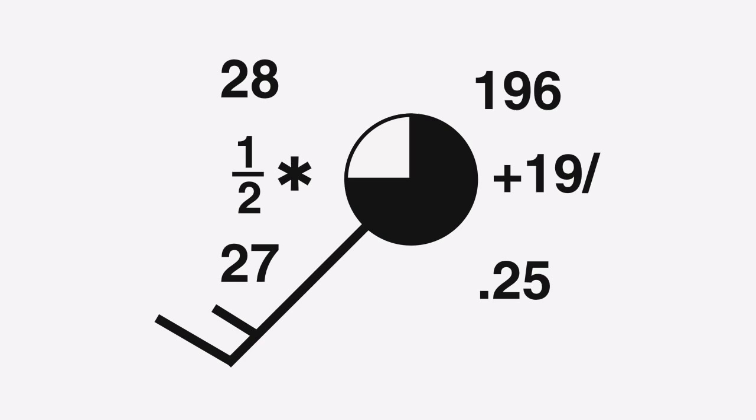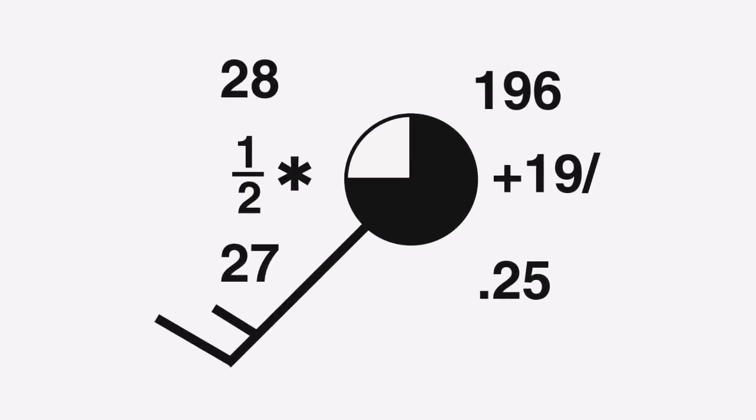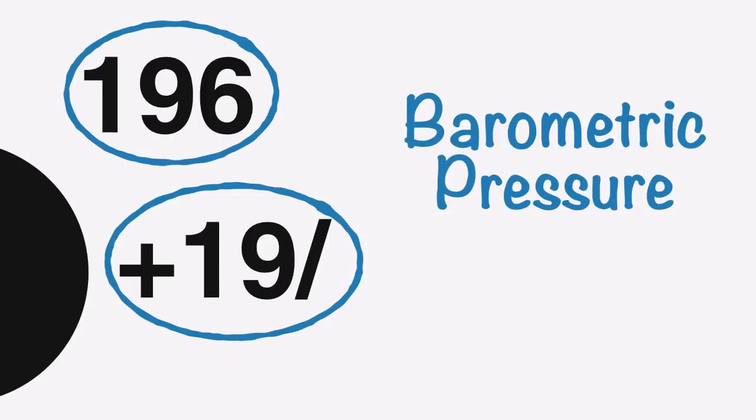Moving on to the bottom right-hand corner, you may see a number, and that's going to reflect the amount of precipitation, rain or snow, that has fallen during the past 6 hours. In our example, there's been 1/4 inch of precipitation. Finally, to the last two numbers. These are going to relate to our air pressure, or our barometric pressure.